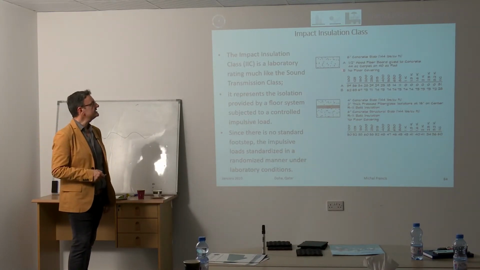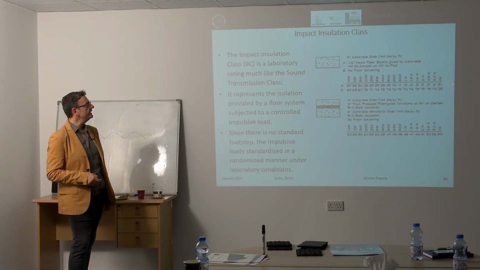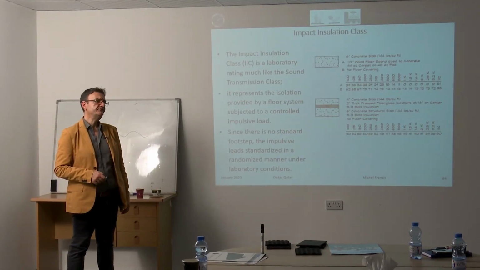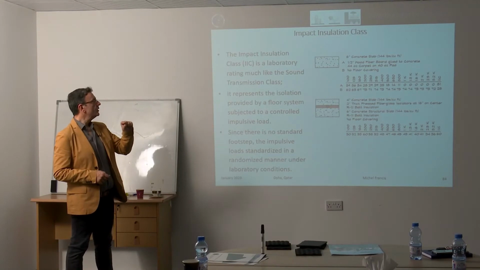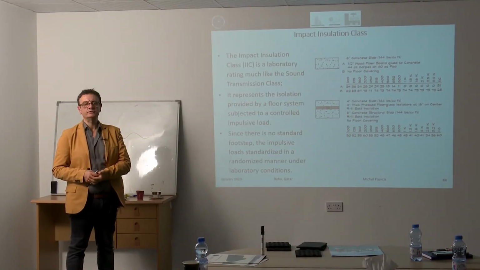And you can see, for example, this is 6-inch concrete. It's going to give you an IIC of 81 with the wood flooring board glued to concrete. So 81, and with no flooring cover that goes drastically down to 28. You can see the difference with just one layer of half-inch wood flooring glued on the floor.